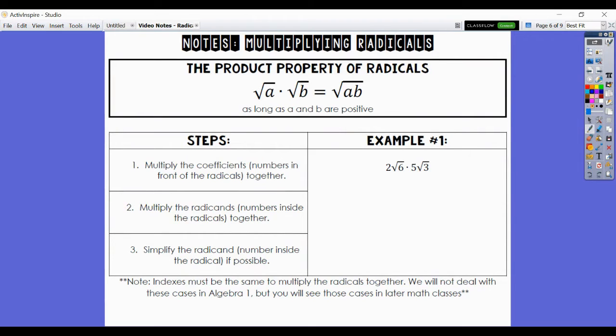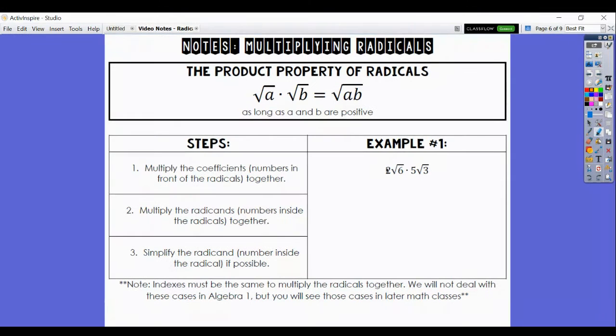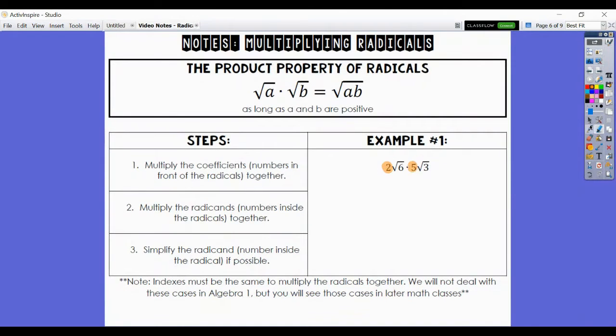In this example, we are going to have our steps. Step number one, we multiply the coefficients in front of the radicals together. So that's going to be multiplying 2 times 5 to make 10 in front of the radical. Then step number 2, I'll multiply the radicands, which are the numbers inside the radicals, together. So that gets radical 6 times radical 3. 6 times 3, that is 18 underneath our radical.